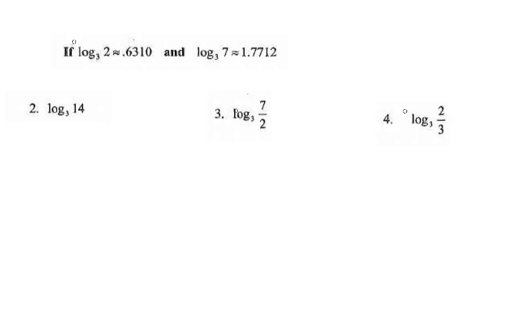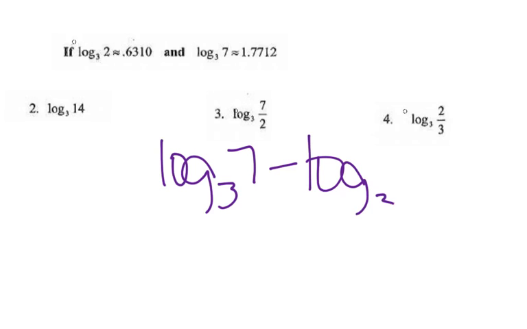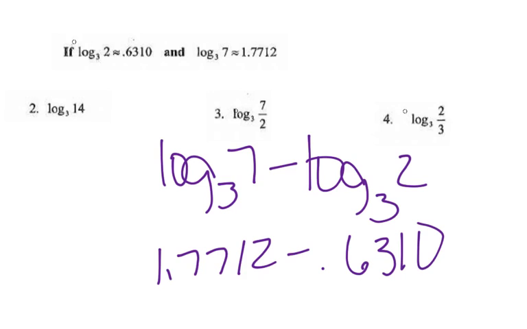If you did the middle one, log base 3 of 7 over 2, this would be the log base 3 of 7 minus the log base 3 of 2, because a division or a fraction becomes subtraction. Log base 3 of 7 is 1.7712 minus log base 3 of 2 is 0.6310, just from looking at the information they gave you. So 1.7712 minus 0.6310 gives you 1.1402.